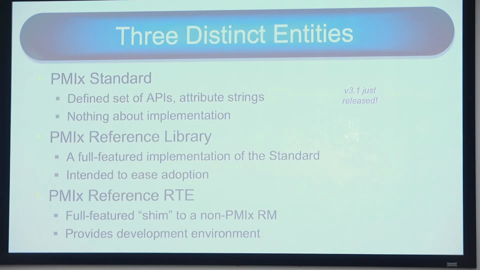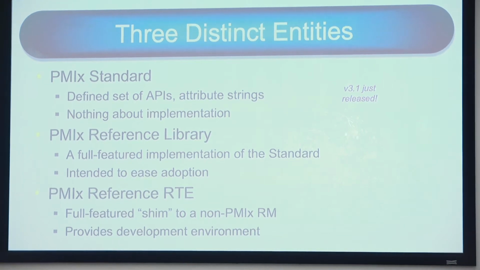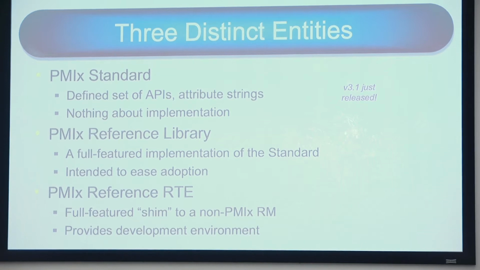So in doing that, you create these three entities. There's a PMIx Standard that's out there. We published version 3.1 of it a few weeks ago. That basically tells you, okay, here are all the APIs you need for the process to talk to the PMIx server, and for the PMIx server and the scheduler to talk to all these different subsystems.